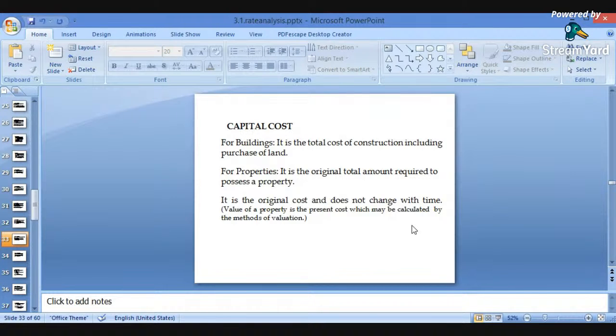Whereas the value of property is the present cost, which may be calculated by the method of valuations. Valuation will be dependent on the present scenario, the present situation. But capital cost will be the original cost. Valuation will be changing depending upon various factors, but capital cost will not be changed. The amount required for the construction will be fixed.